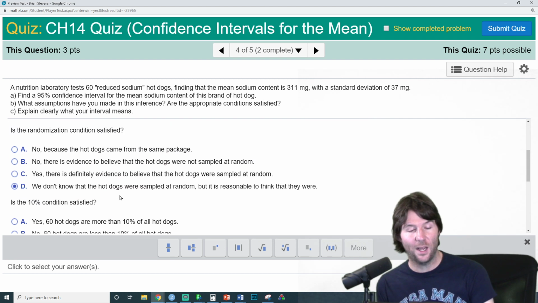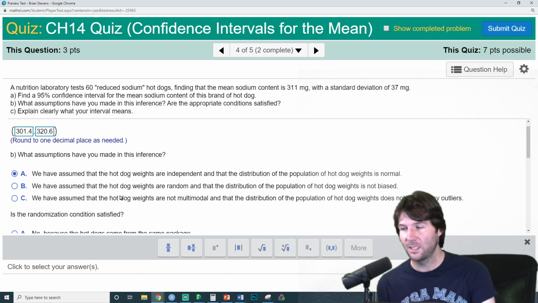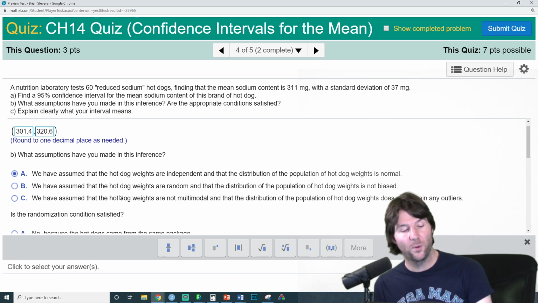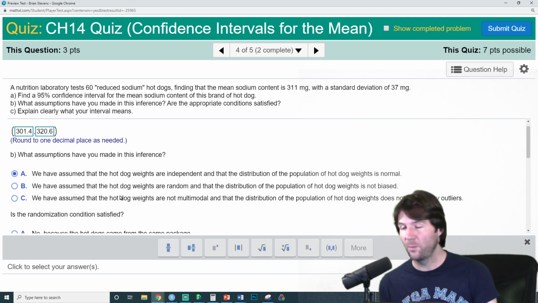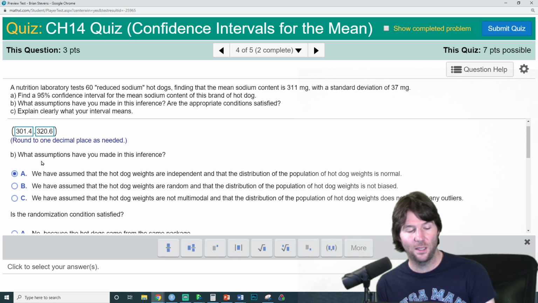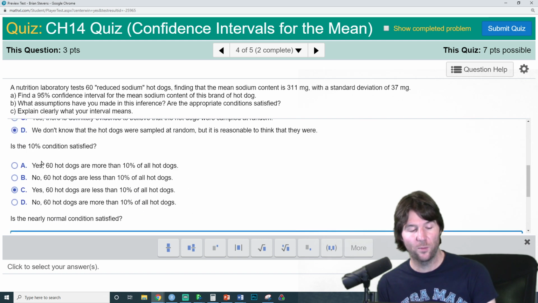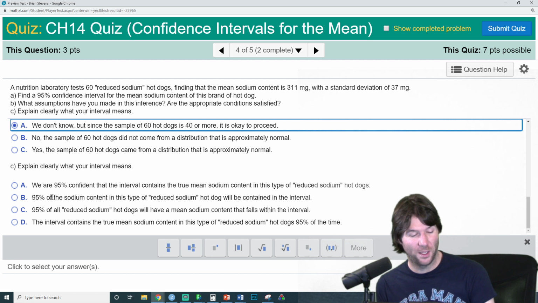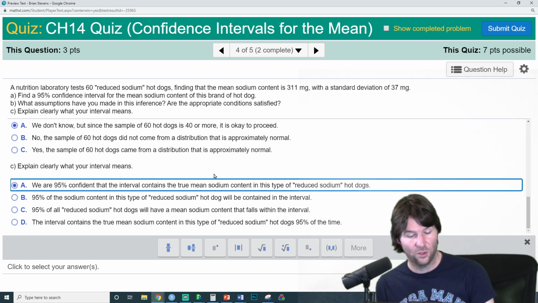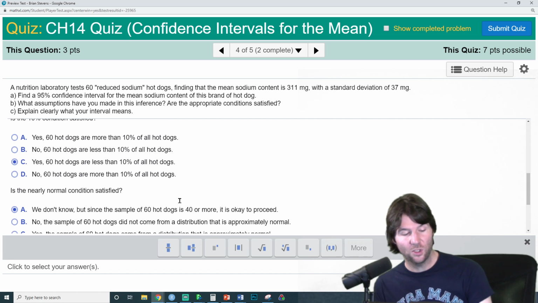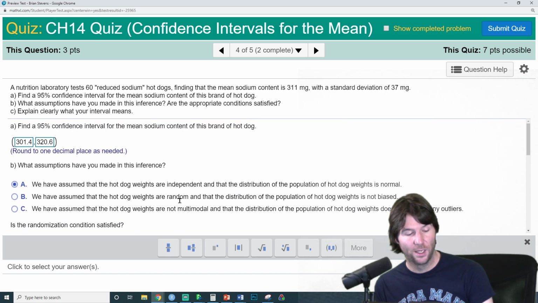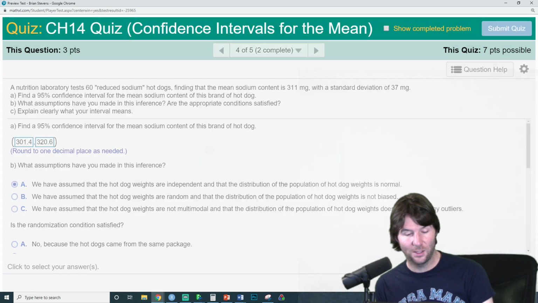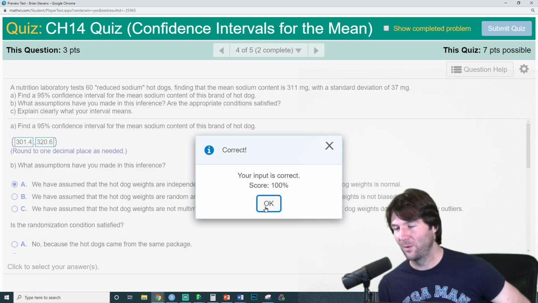Explain clearly what this interval means. I am 95% confident the true mean sodium content of these hot dogs is contained in the interval 301.4 to 320.6. I am blank percent confident that the true blank is contained in the interval blank to blank. I am 95% confident the true mean sodium content of these hot dogs is contained in the interval 301.4 to 320.6. And so we go down here, we find the one. We are 95% confident the interval contains the true mean sodium content of these hot dogs. We double check our answers because it's so easy to get one thing wrong. I think we've done it right. Let's check answers. And we got 100. There we go. Good stuff.